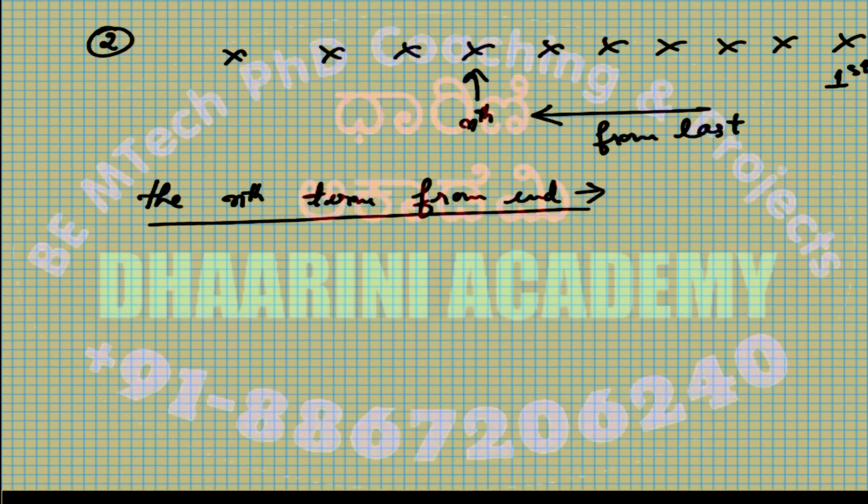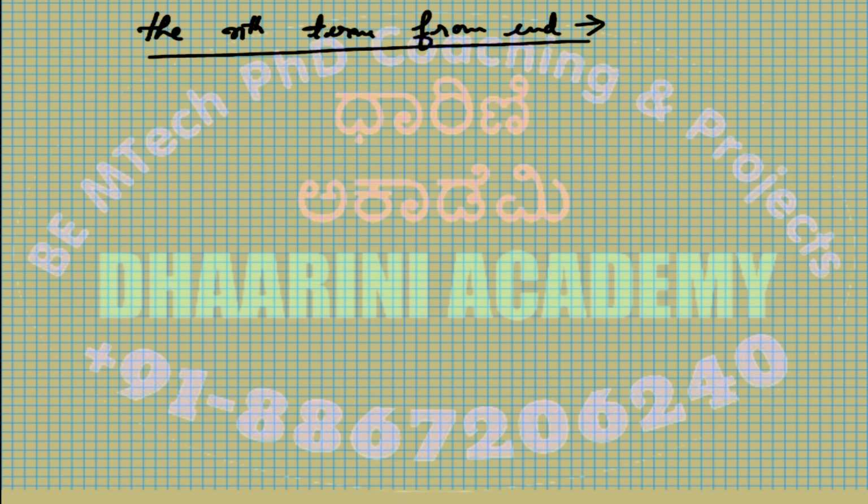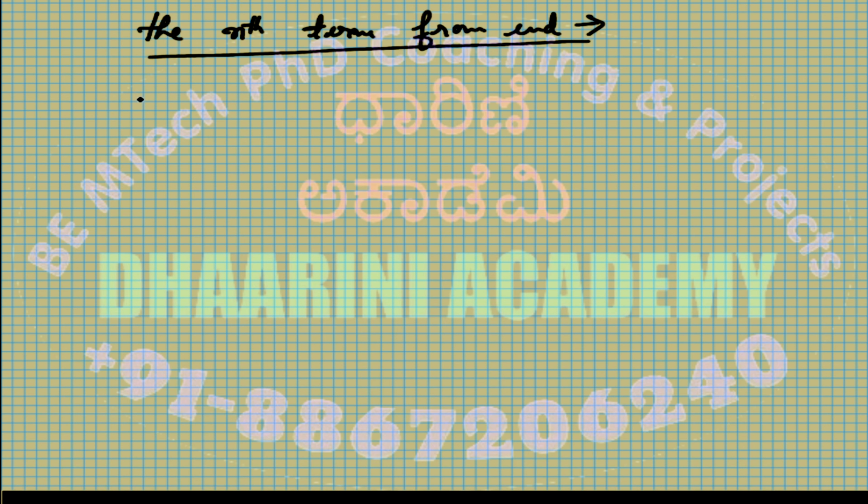So how to find that? It is also pretty straightforward and very easy, right? So what is the first term from the end? I'll write it this way: first term from end. I will call this T1 dash, because normally T1 is given to the first term. That is the normal convention from left to right. Now I'm talking about the last term. That is nothing but L as per our equation. So that is L itself, right?